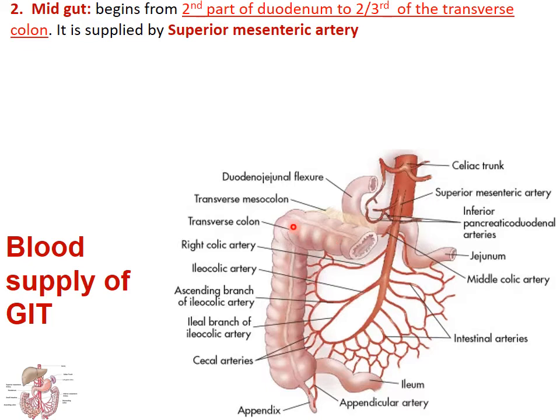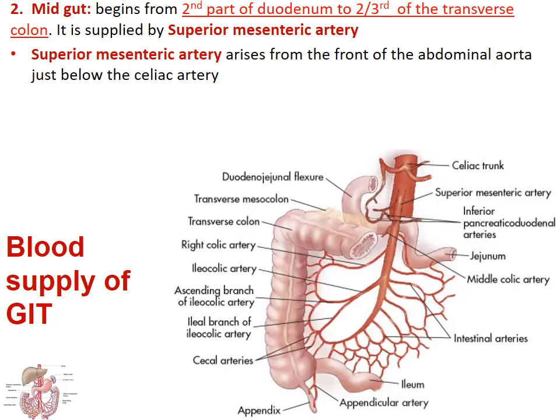So the proximal two-thirds of the transverse colon is supplied by the branches of the superior mesenteric artery and not by any other, right? So this is the last point where the superior mesenteric artery supplies blood. So this superior mesenteric artery ends up here.